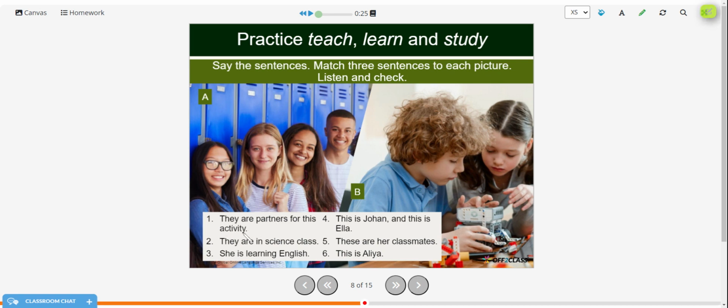So they are partners for this activity, would probably go with picture B. They are in science class, that would also be picture B. And this is Johann, and this is Ella, would also be picture B. Here, this is Aaliyah. She is learning English. And these are her classmates.